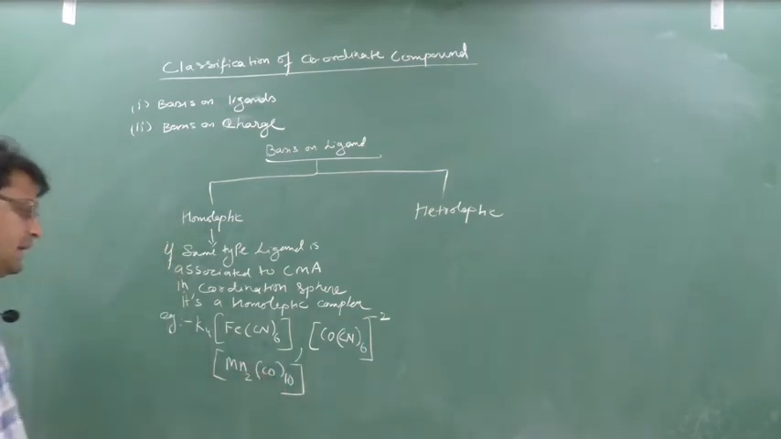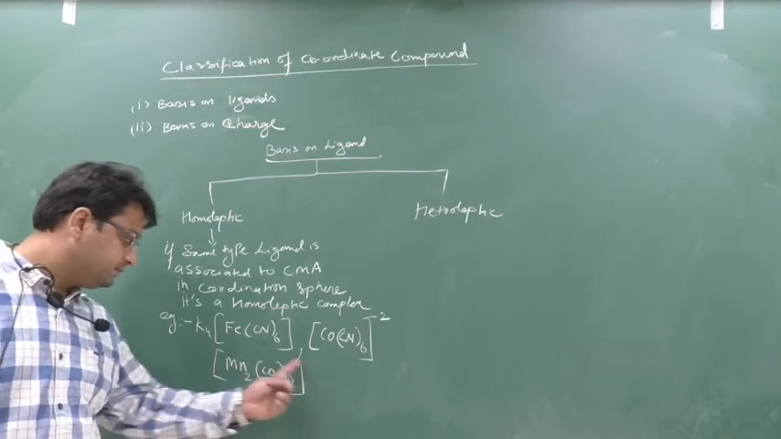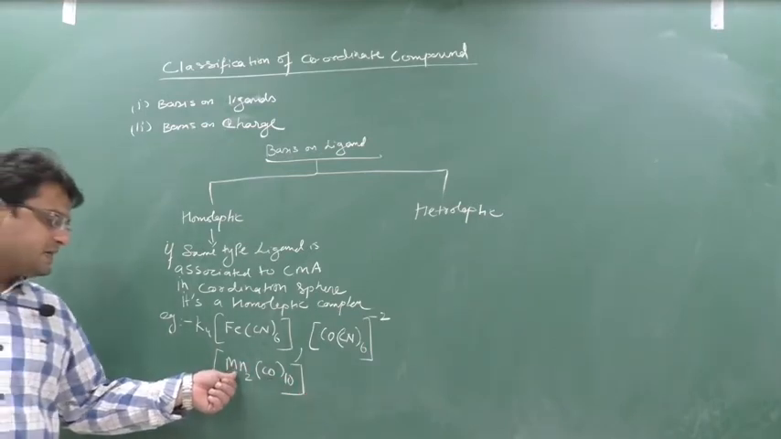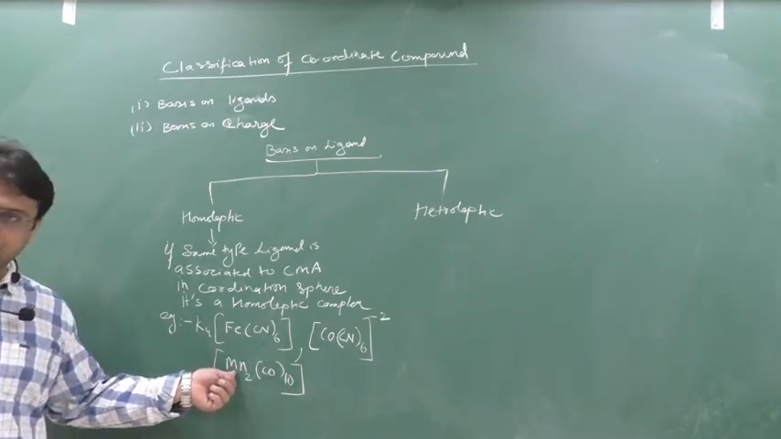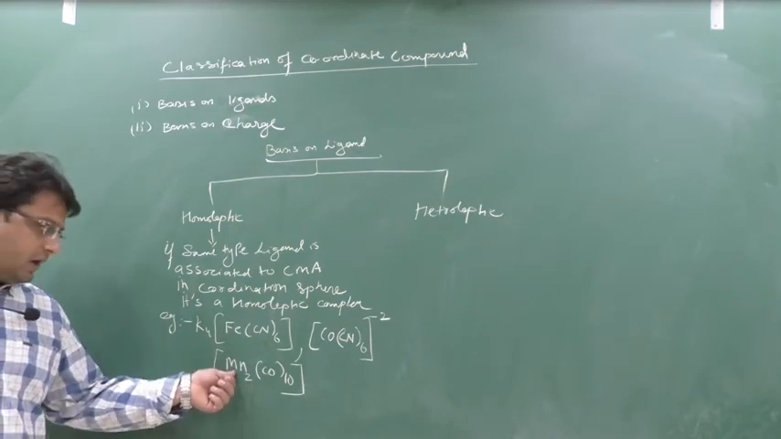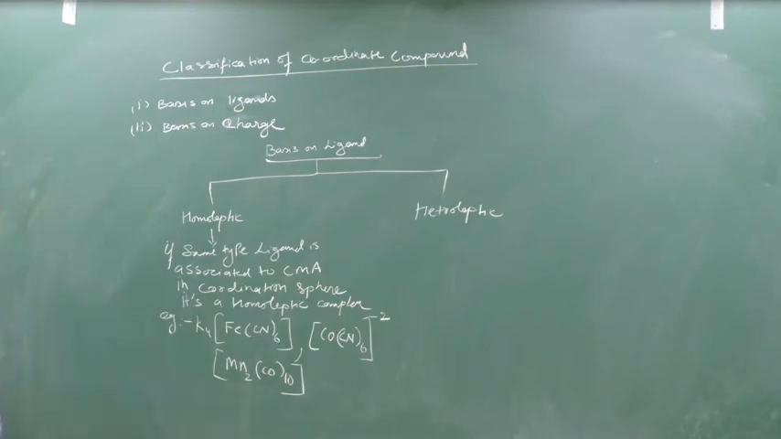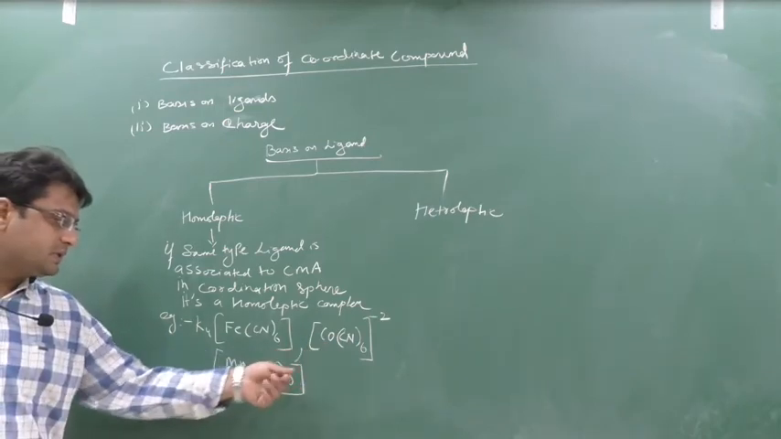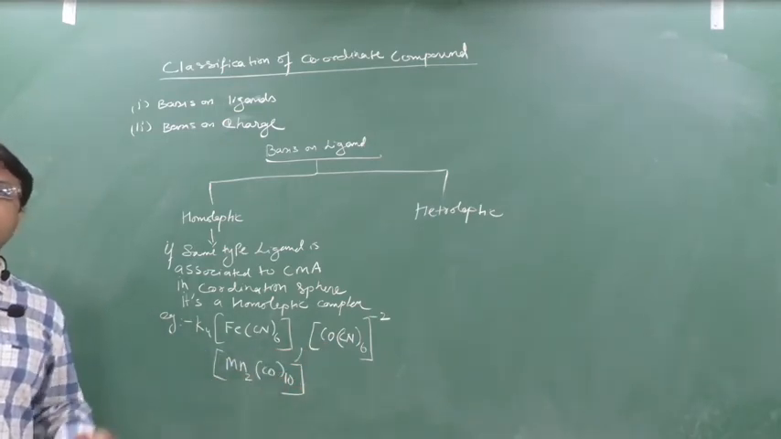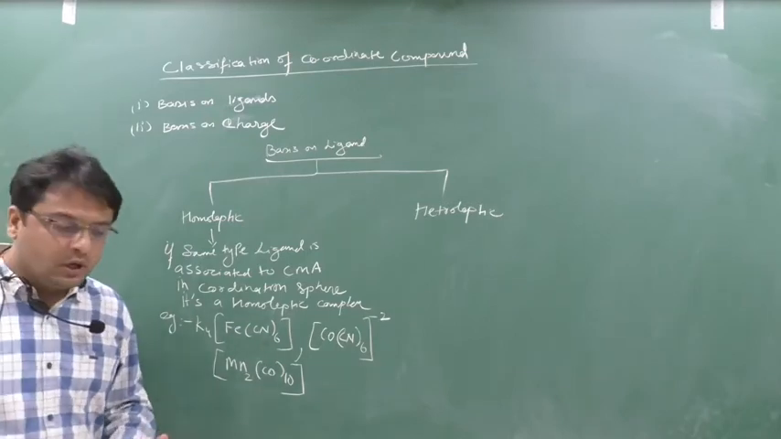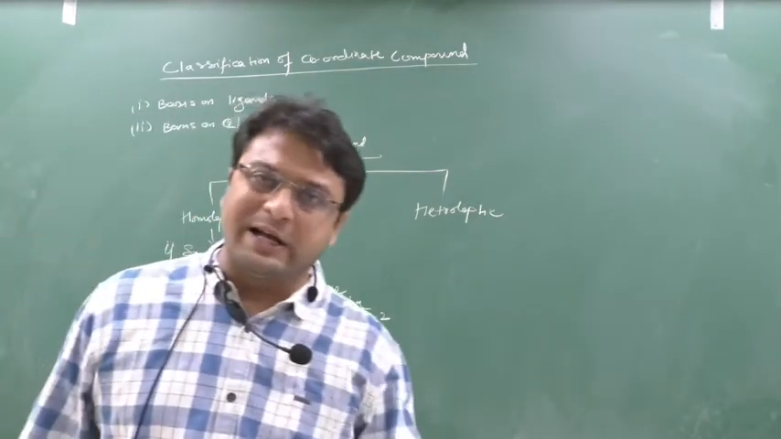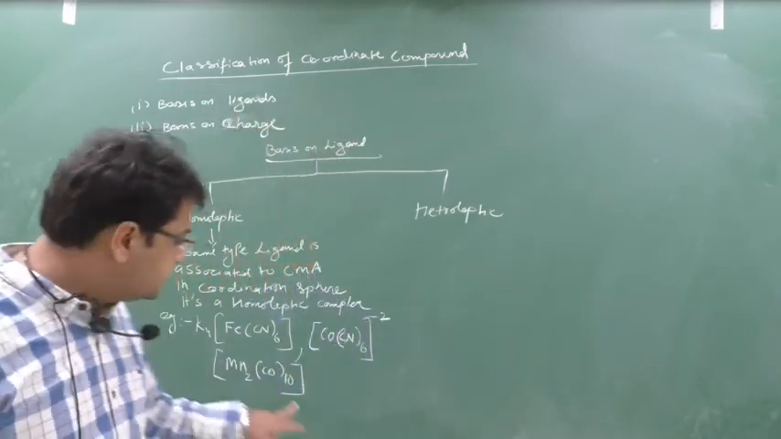See here. This is one coordination sphere. This Mn is the central metal atom, manganese. And here we have the same type of ligand, that is carbonyl, carbon monoxide, meaning carbon. This is cobalt. This is carbonyl, CO. Carbon monoxide also has the capacity to form complex compounds known as carbonyls. So this is nothing but carbonyl.